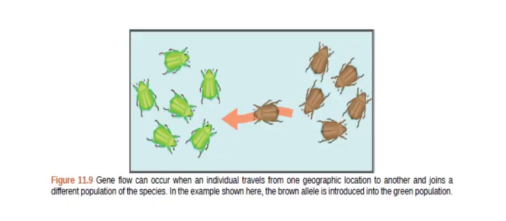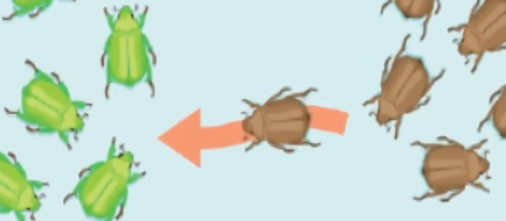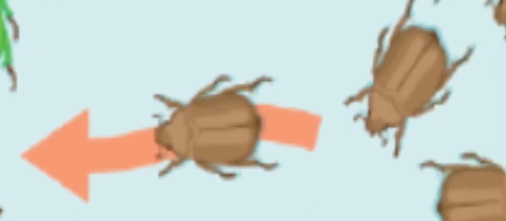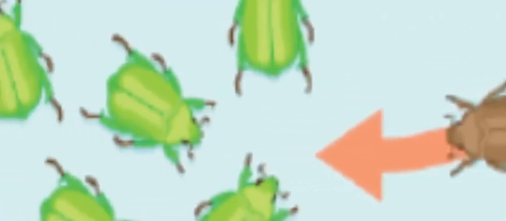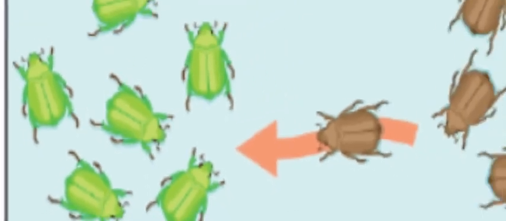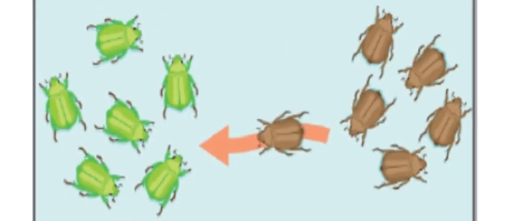Figure 11.9. Gene flow can occur when an individual travels from one geographic location to another and joins a different population of the species. In the example shown here, the brown allele is introduced into the green population.